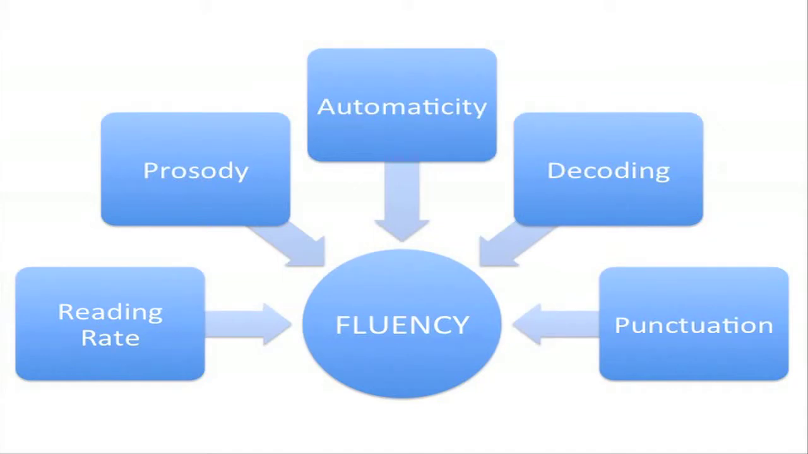Reading fluently is the essential link from word recognition to comprehension. This key element of literacy development involves a variety of skills, including appropriate reading rate, prosody, automaticity, freedom from decoding problems, and appropriate attention to punctuation. Let's take a quick look at these component parts to better understand what's at play when students are developing fluency.